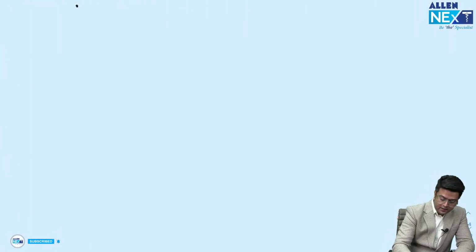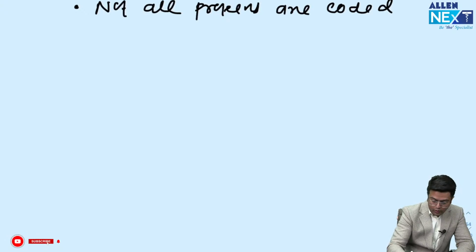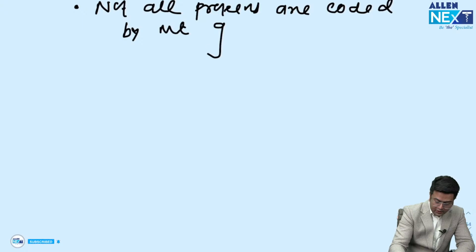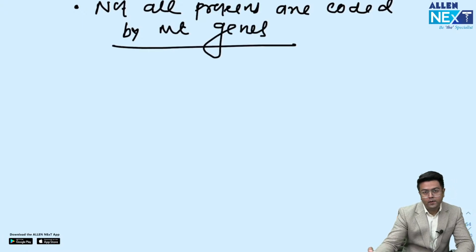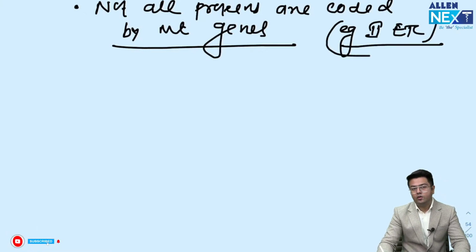And one more point is that not all proteins are coded by the mitochondrial genes. I told you about complex 2. For example, complex 2 of ETC is coded by nuclear genes, right, guys? So these are the points that we should know.